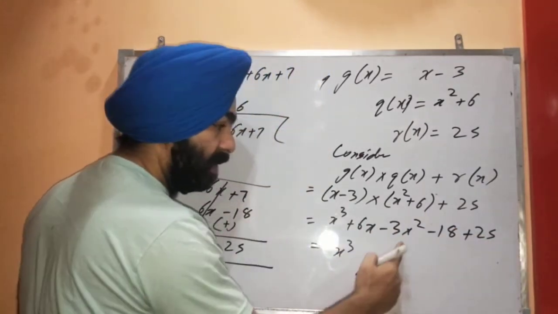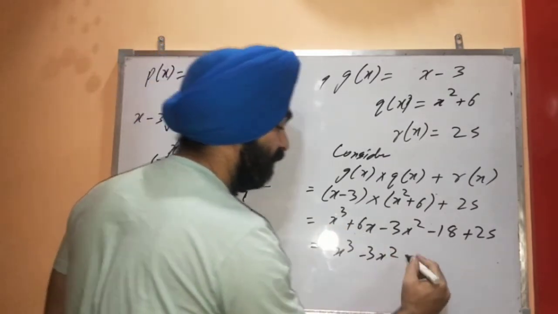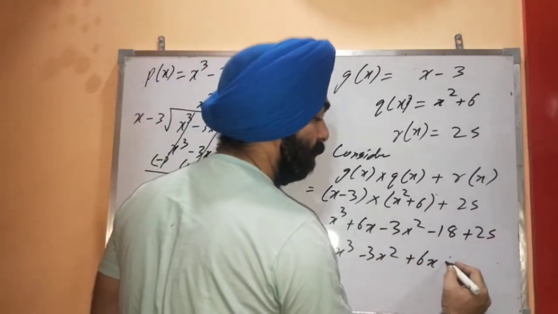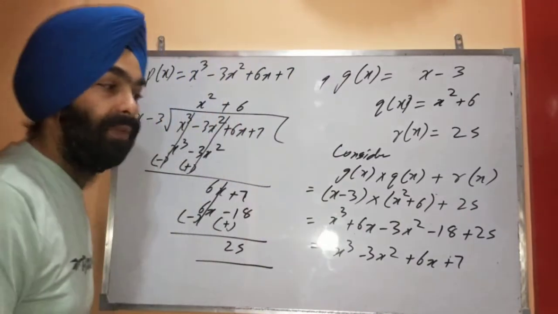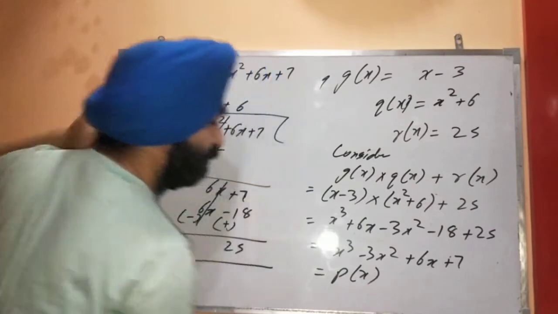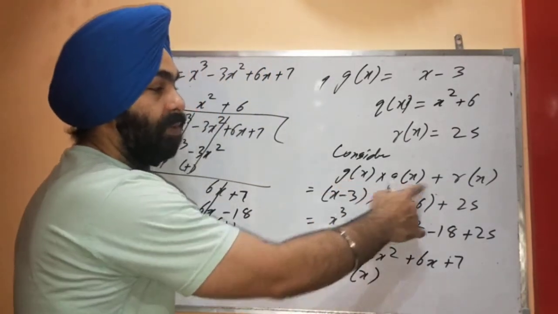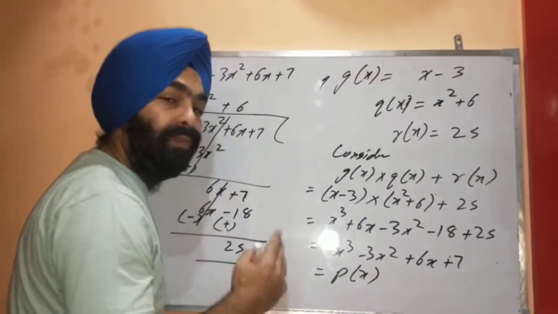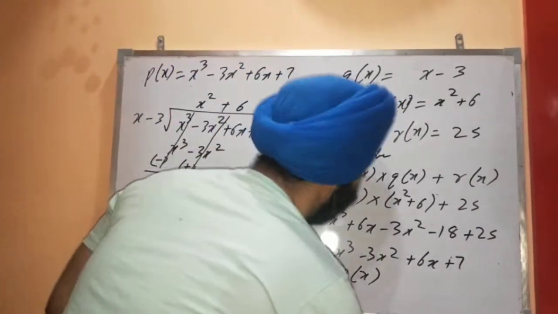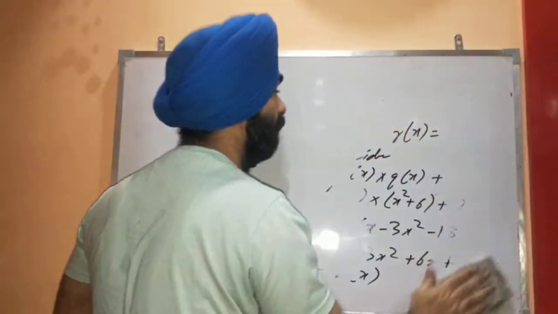So x cube, then we have minus 3x square, then 6x is the only term containing x, and then minus 18 plus 25 will become 7. So as you can see, this has become P(x). Now we have shown that P(x) is equal to G(x) into Q(x) plus R(x). So that means division algorithm is verified. Right?